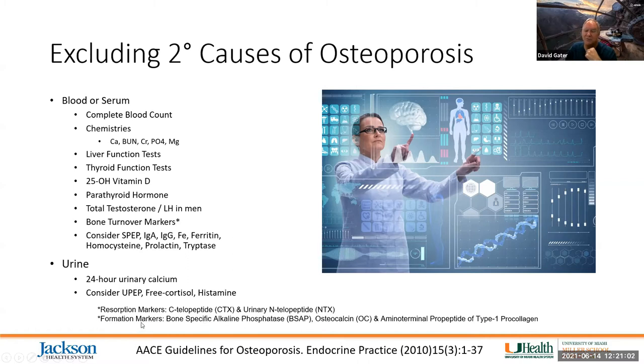And then the bone formation markers include bone-specific alkaline phosphatase, BSAP, osteocalcin, OC, and propeptide of type 1 procollagen. So these are the different markers that we look at. When you see a ratio that indicates you've got more resorptive markers, obviously that means you've got osteoclastic activity and your bones are going to become more and more brittle as that occurs. They look at a number of other labs, including urinary labs, as you go through the process.